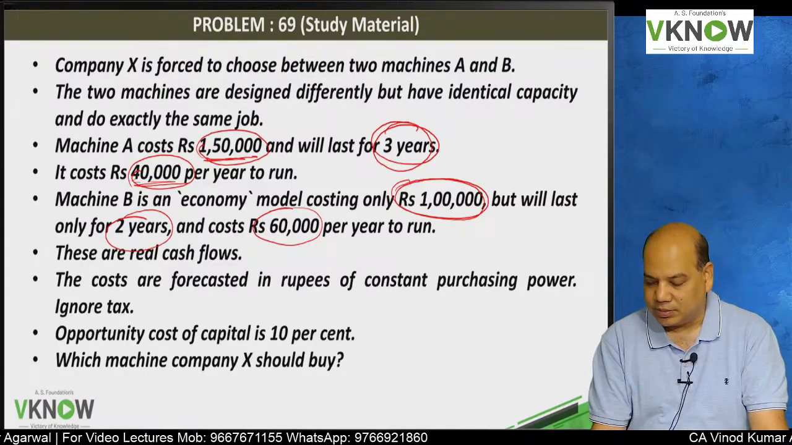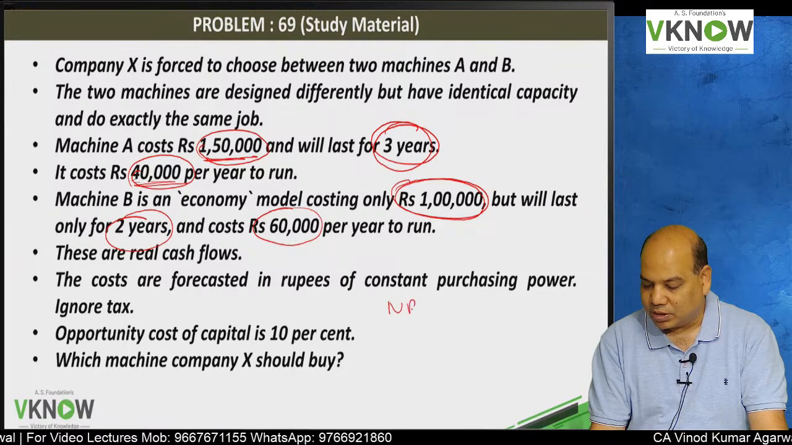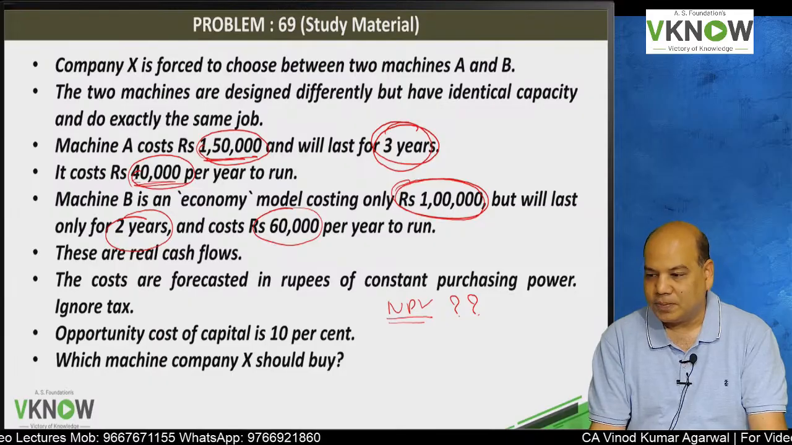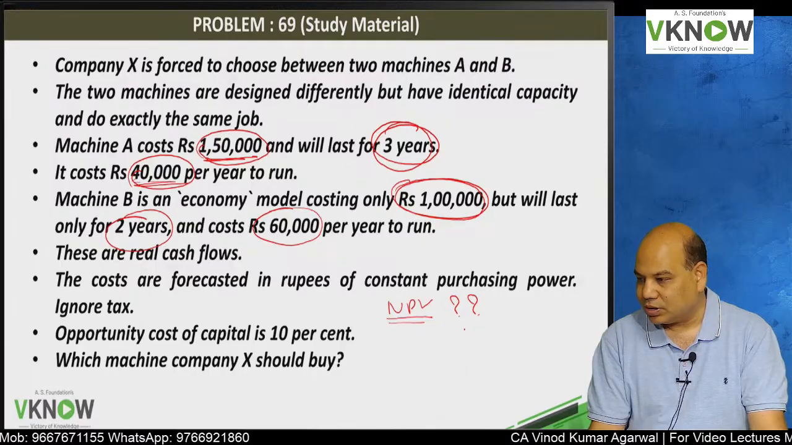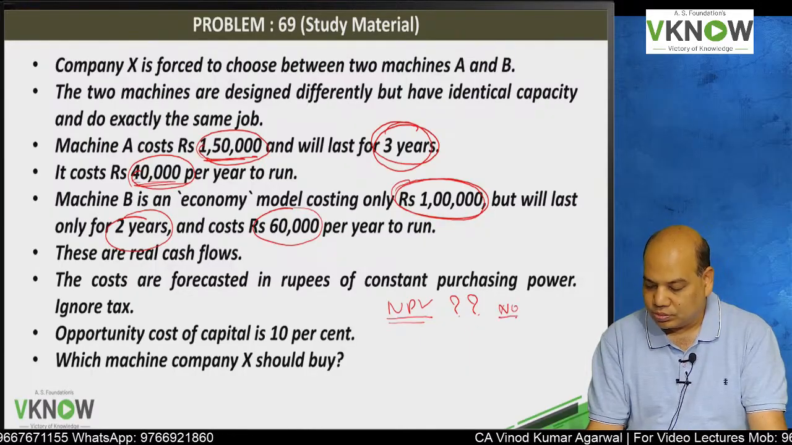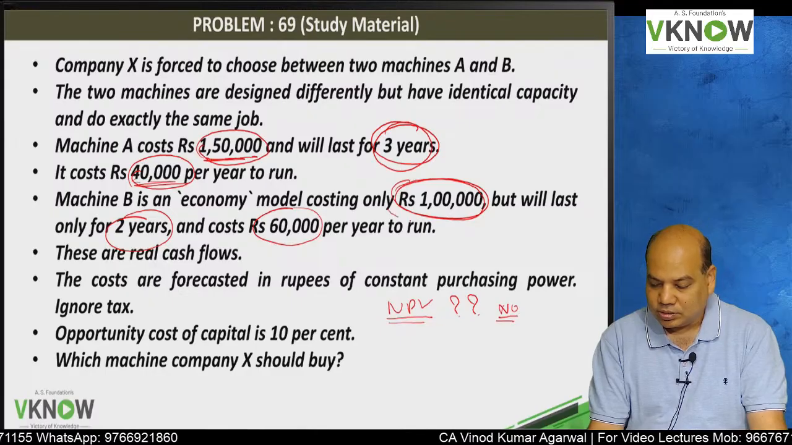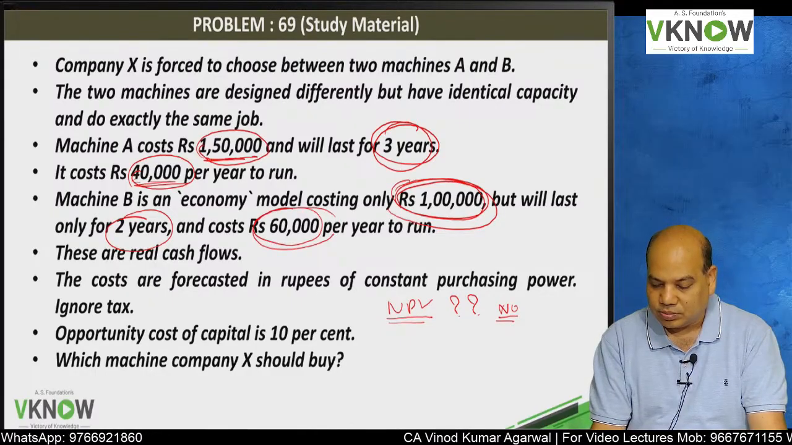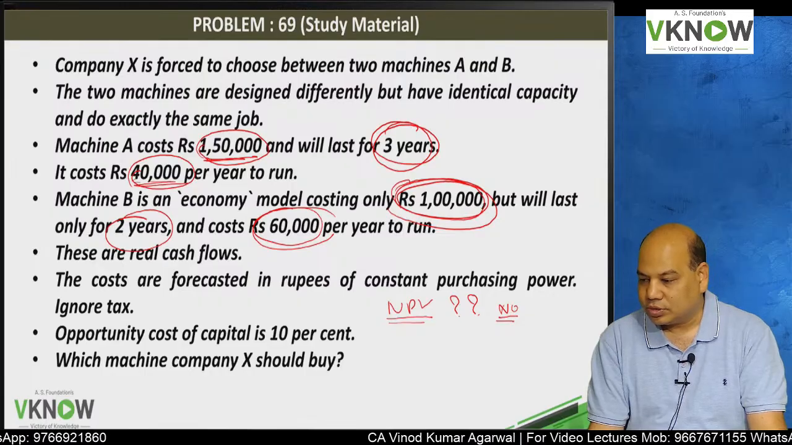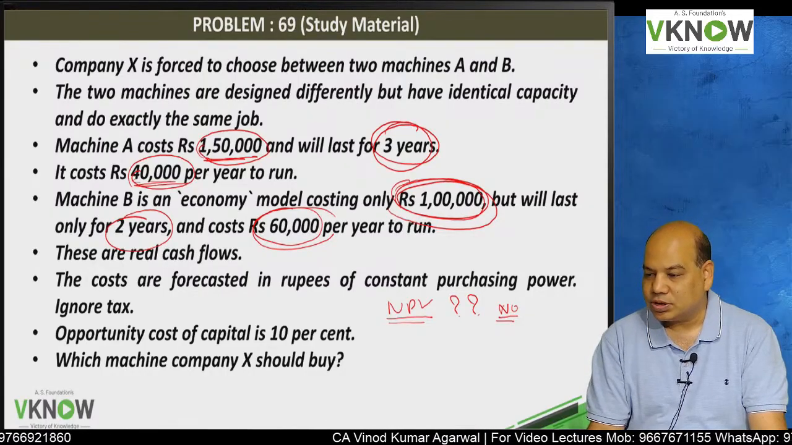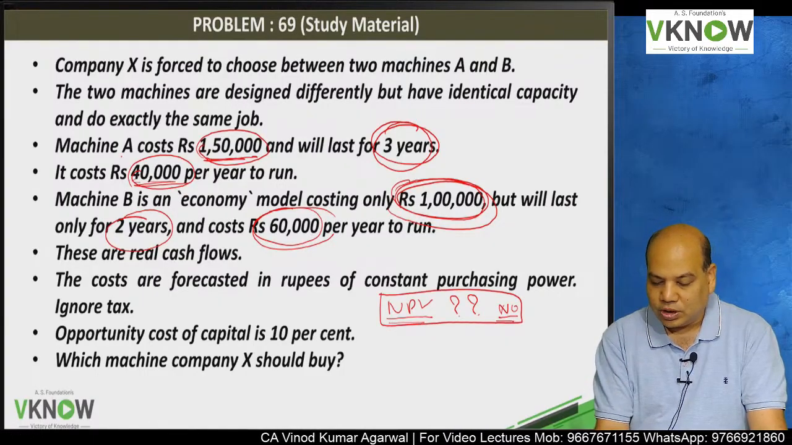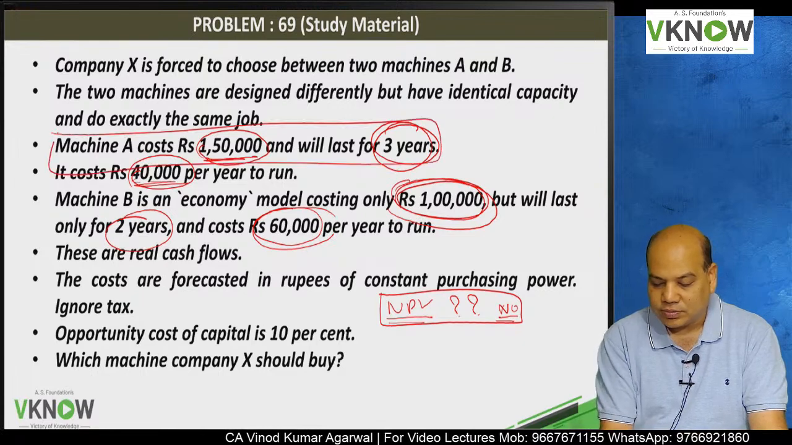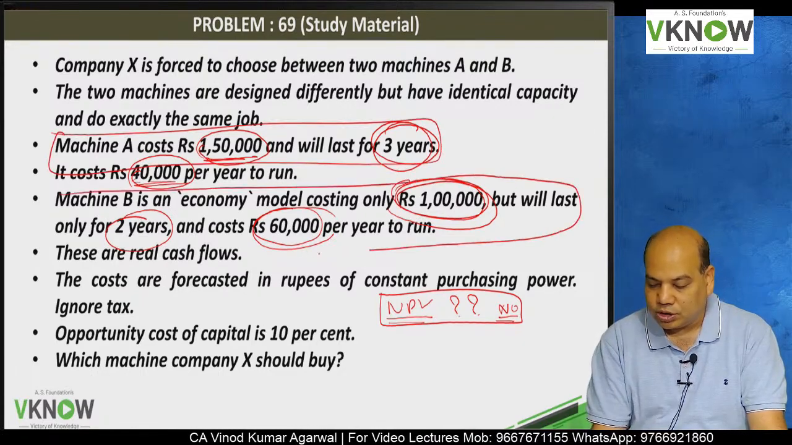Which method will you apply? Can you apply the NPV method when you are comparing two options with different lives? The answer is no, because if you apply the NPV method, the PV of cash outflow of machine B would be lower. It has only 2 years, and you will say machine B is better, but that is not a correct comparison. You will use machine A for 3 years and machine B for only 2 years.